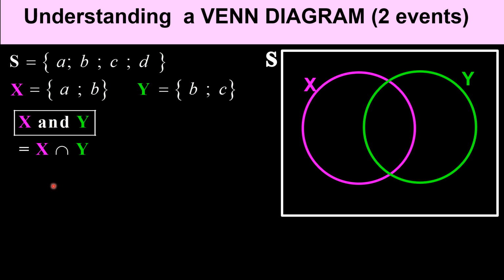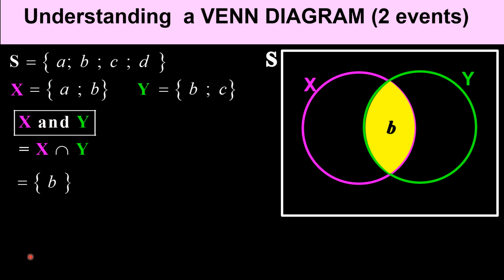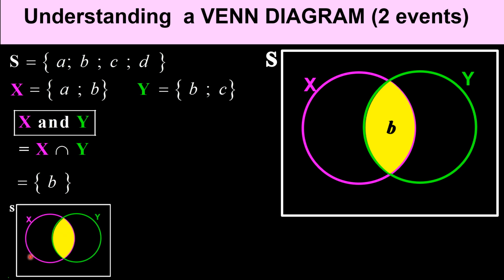And the intersection is, as it says, where the 2 circles intersect. In other words, where they overlap. So there's the intersection. What does this intersection consist of? That's right, B is the intersection. So that's how we represent intersection. This yellow portion here represents my intersection.